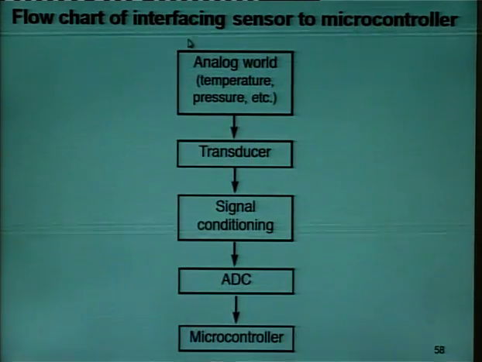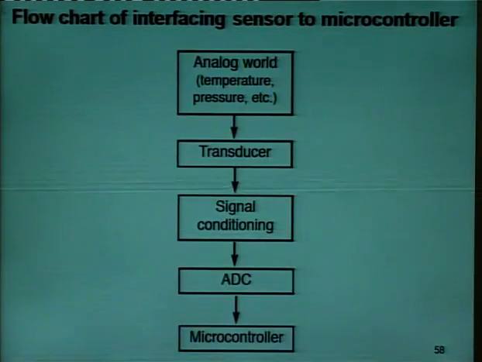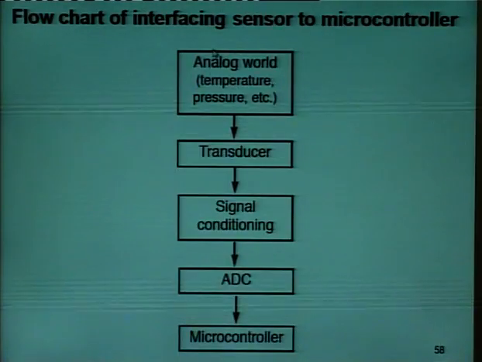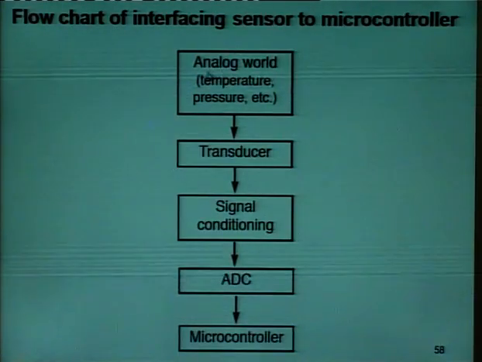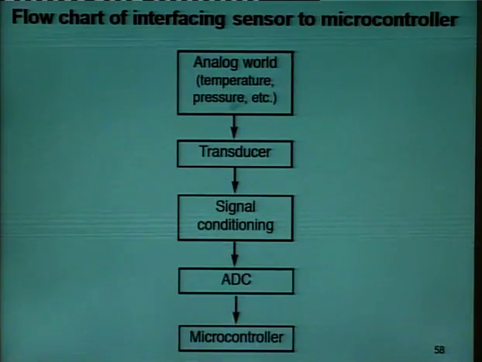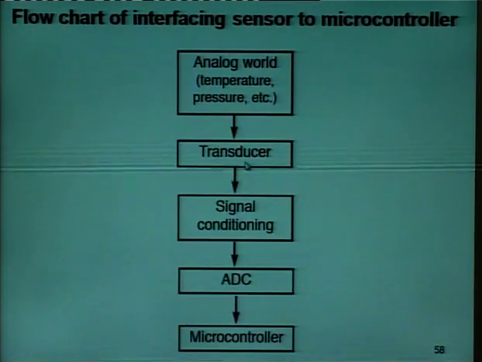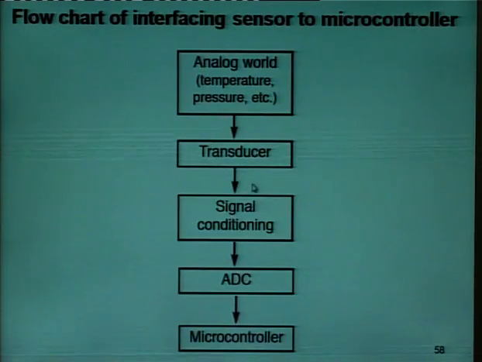This is the flow chart of interfacing a sensor to a microcontroller. We can connect any sensor. Sensor information is from the analog world, that is temperature, pressure, light intensity, etc. Now we require a transducer which will convert one form of energy into another form. Now we require signal conditioning.